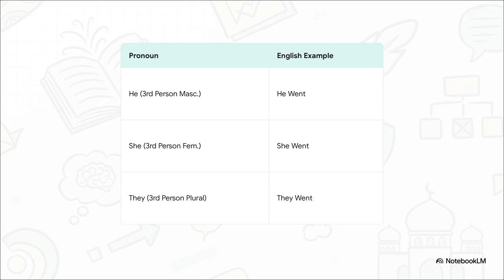And here's where Arabic verbs get incredibly efficient. Unlike English, the verb itself actually changes to tell you who is doing the action. The word for went will have a different ending depending on if he went, she went, or they went. Mastering these patterns is kind of like learning to wire every single room in the house.